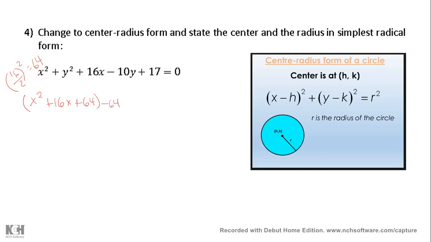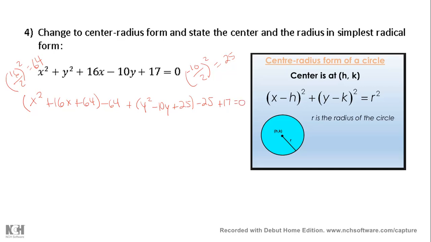Then I have my y's. So I have y squared minus 10y. And I'm going to have to do the same thing again. I need to complete the square. So I have to divide by 2 and square it. And I get 25. So I'm going to add 25, but then I also have to subtract 25, and then bring down that plus 17.